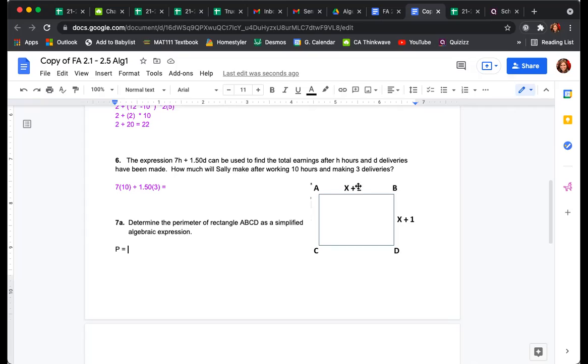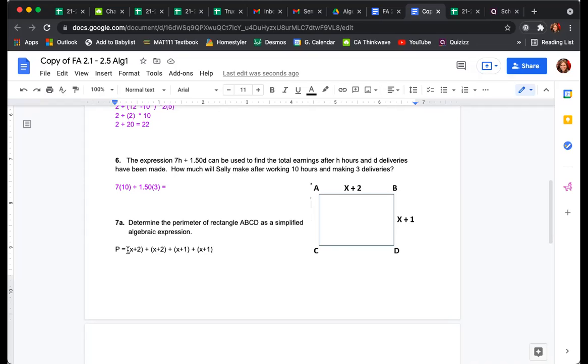Okay. You could say this side is x plus 2. But that also means that this side is also x plus 2. This side is x plus 1. But if this side is x plus 1, so is this one. So notice I'm writing each of the sides in parentheses. That way I don't mess up any signage, which throws me off on my order of operations.